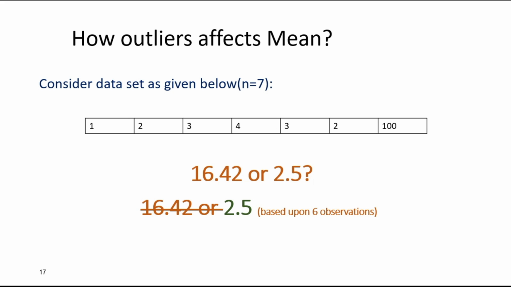So if we ignore 100 and take the mean of only 6 values, then this is 2.5. Now obviously if we look at the data set, then 2.5 is somewhere in between these data points. So 2.5 is a better central value as compared to 16.42 in this data set. So this is one example where you can see that the mean is much affected by outliers. So in case of outliers, we should not use the mean.